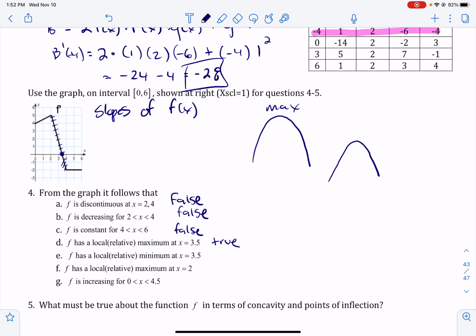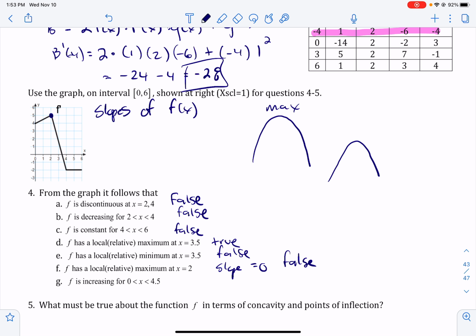E: f has a relative minimum at 3.5. Well, I can't have a relative minimum because I had a relative maximum. So I know that one's false. F: f has a local maximum at x equals 2. So let's see what's happening at 2. x equals 2 is right here. I would say that f prime has a maximum, but what do I know about my actual function f? I know that maximums have to happen when my slope is 0. Well, my slope at 2 is negative 5, so my slope is definitely not 0. So I would say false.